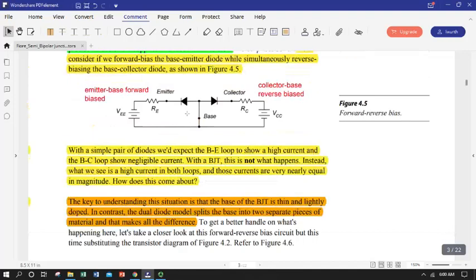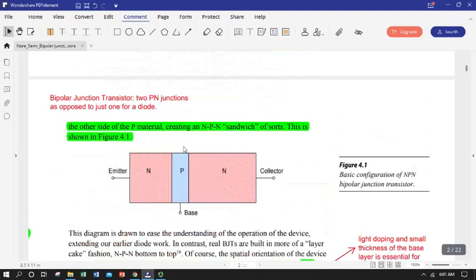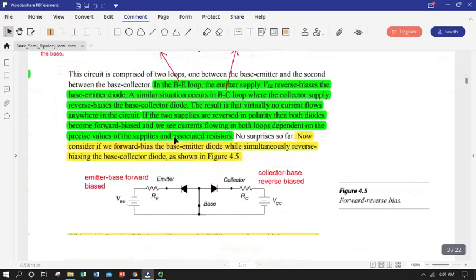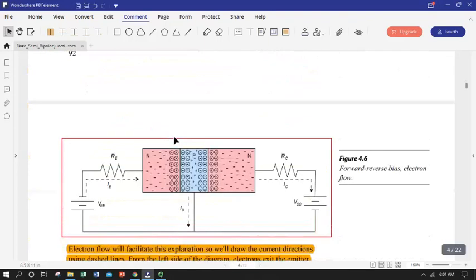Well, as it turns out, at this point we've got to get rid of just our back-to-back diode model and dig back into this very important thin, lightly doped layer concept. And this is where our bipolar junction transistor under proper biasing is going to depart from just regular diode and PN junction reverse forward biasing.